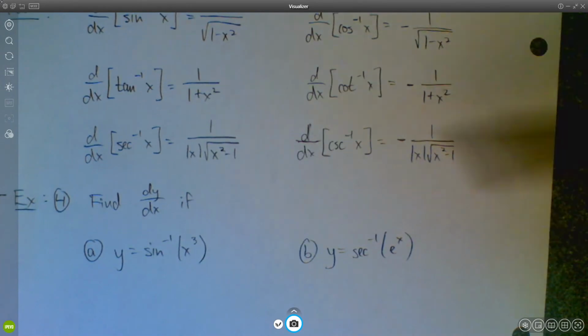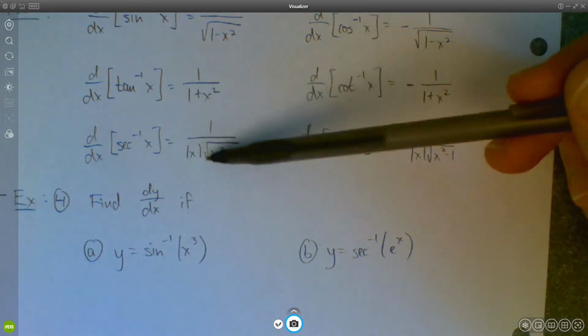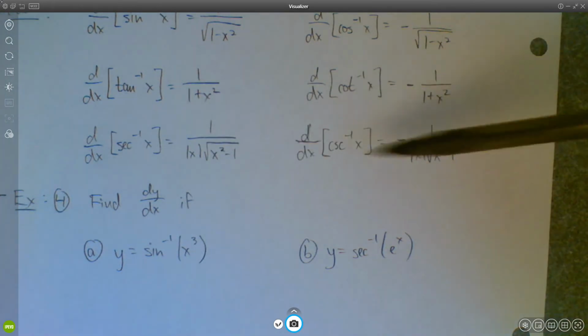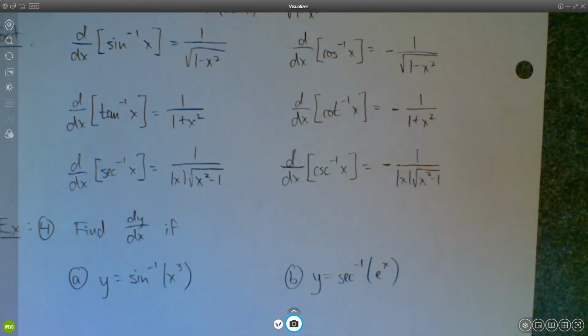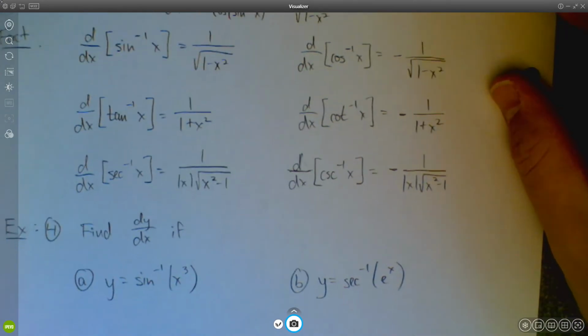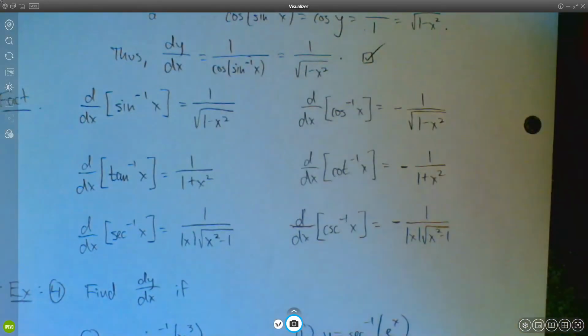Okay? And then same thing goes for secant and cosecant. Derivative of secant inverse is 1 over absolute value of x times the square root of x squared minus 1. Derivative of cosecant inverse is just the negative version of that same thing, right? So it's really kind of interesting. But anyway, I'll show you the proof of this one, right, of the sine inverse function.